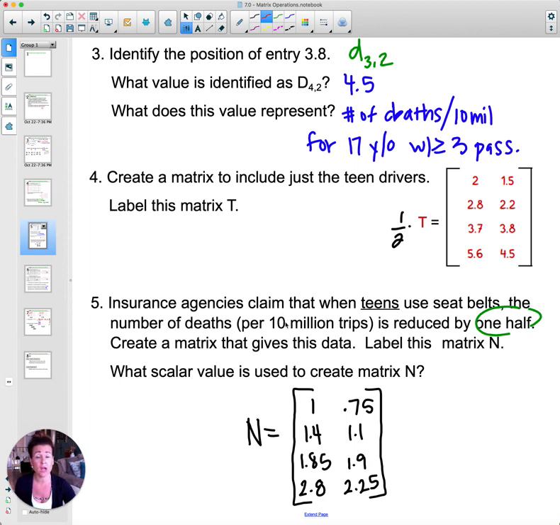So when all the teens were wearing their seatbelts, then the risk factor is reduced by a half. So you just take every element and multiply the half into every element in there. So you're going to have the same order. This one was a 4x2 matrix, so your answer matrix for this one, after you multiply the half in, stays the same size.